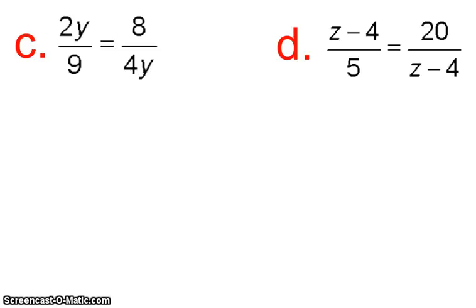All right, guys, now on to example C and D. Now, for C and D, I would like you guys to cross multiply and just do the first step on this. I do not want you to solve for your y. I do not want you to solve for your z. Just do the cross product method, and I want to see what you get in class.